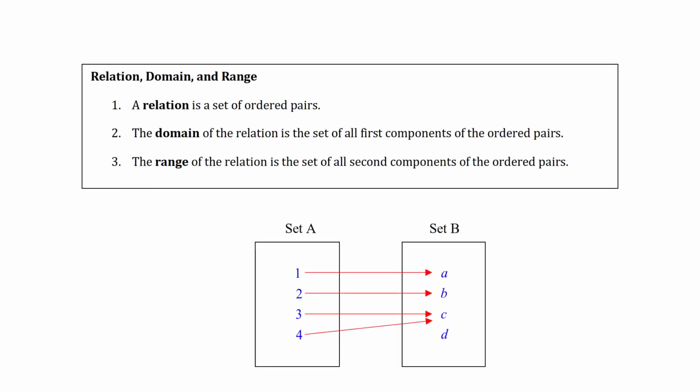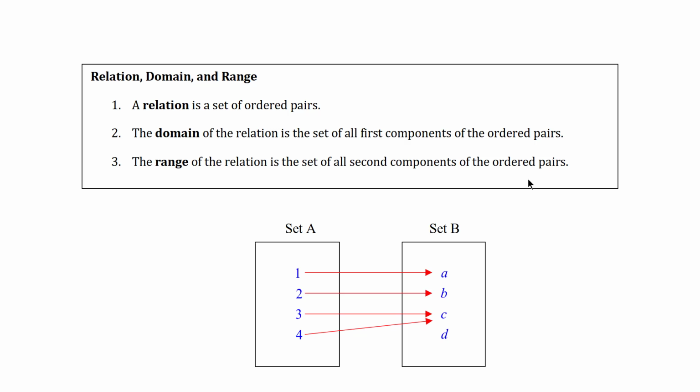First, we're going to go over the definitions for relation, domain, and range. The definition for relation states, a relation is a set of ordered pairs. Next, we have the definition for domain. It states here the domain of the relation is a set of all first components of the ordered pairs. Finally, we have the definition for range. It states here that the range of the relation is a set of all second components of the ordered pairs.